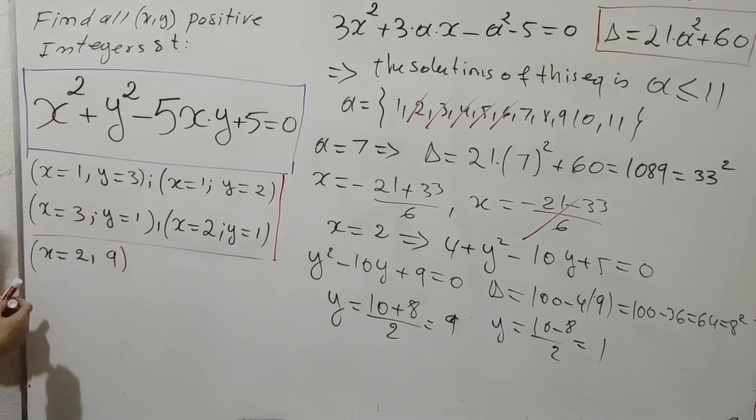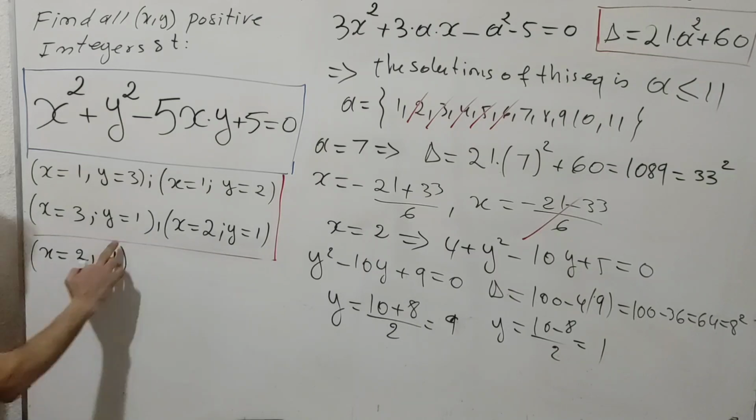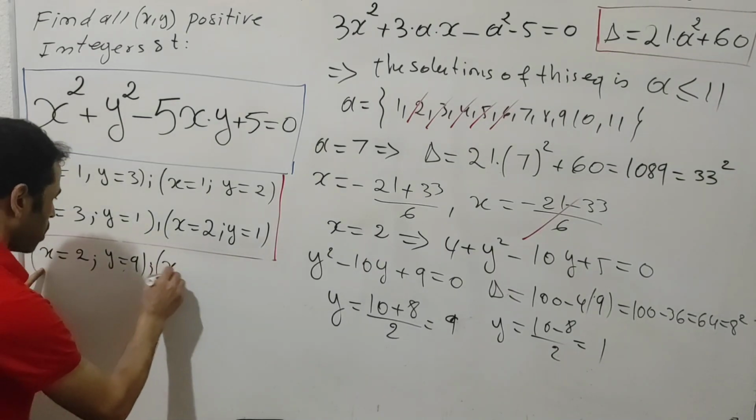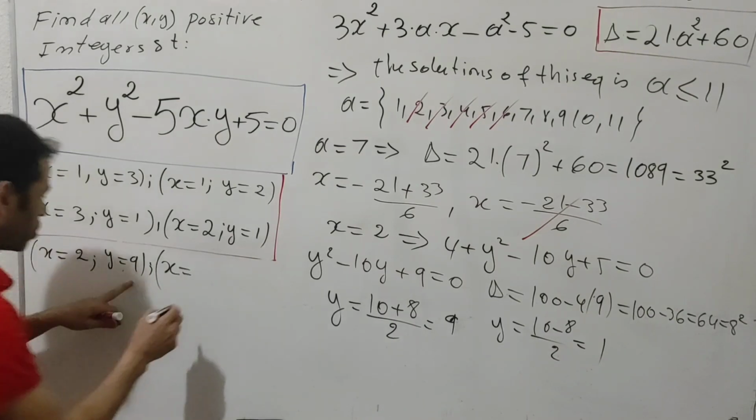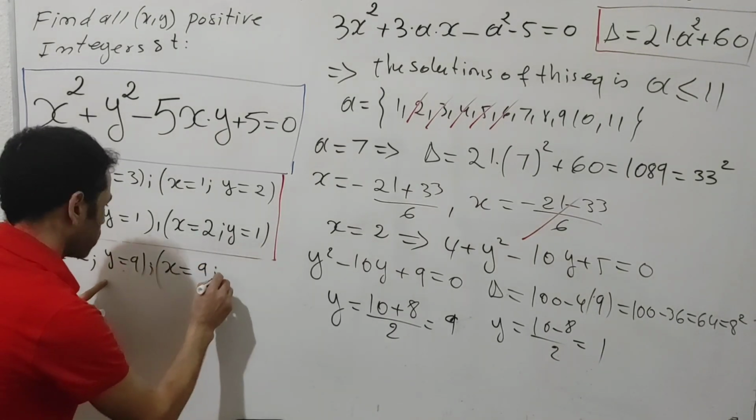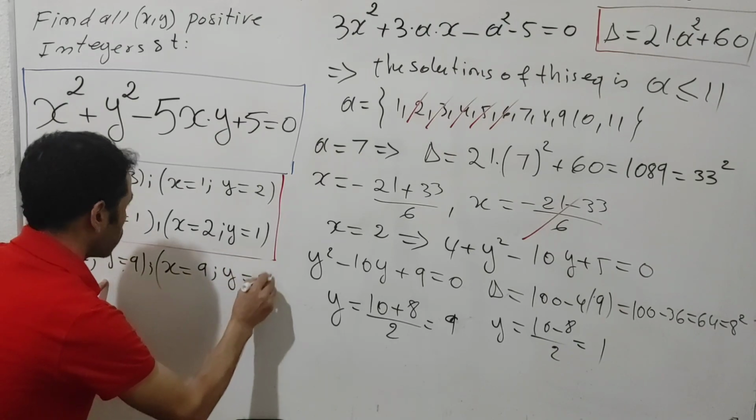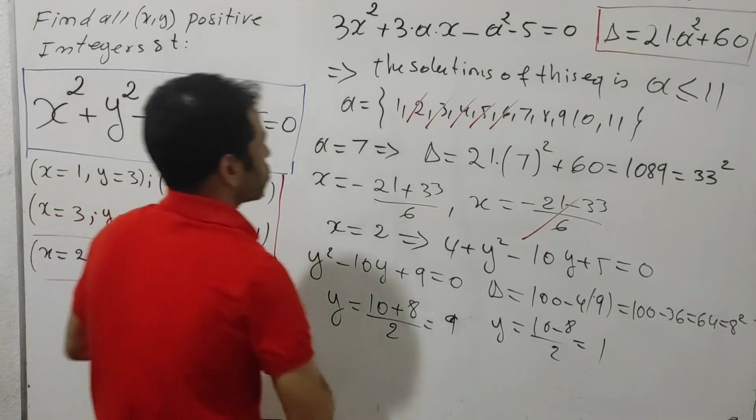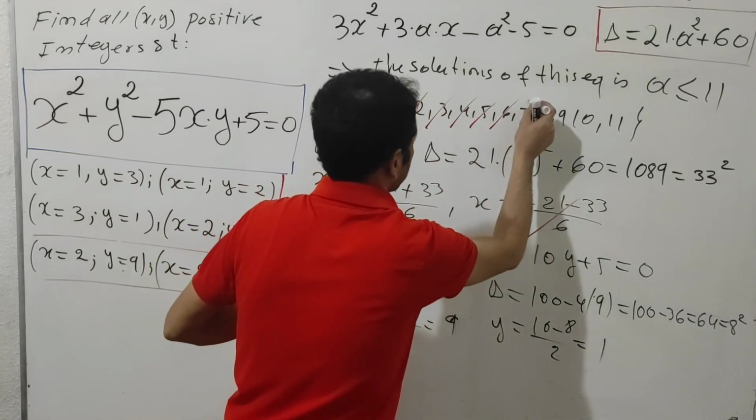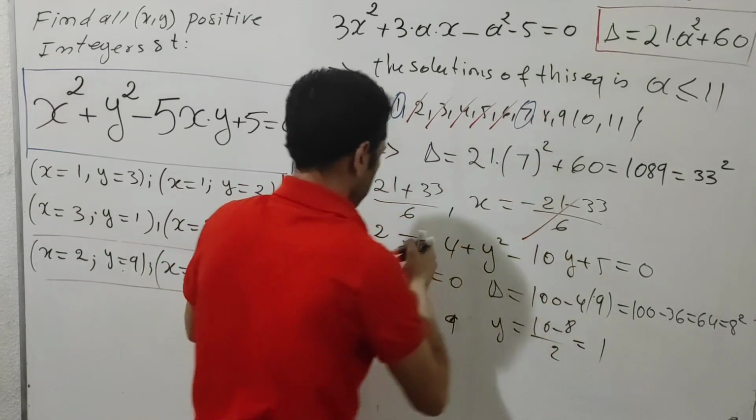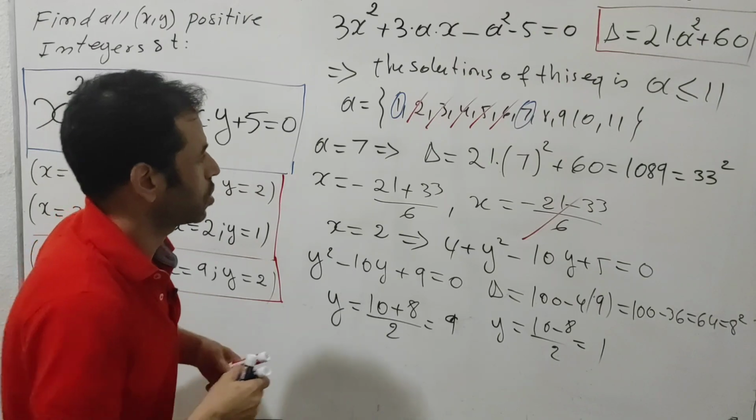Then I'm going to look for the symmetry of this one. So the symmetry of this one is the same. Instead of ticking x equals 2, I'm going to tick x equals 9. So x equals 9 with y equals 2. Okay, so we did this case and this case. So let's move on to the next case.